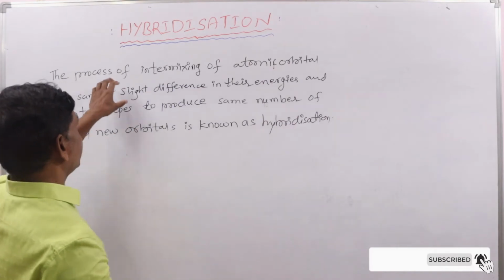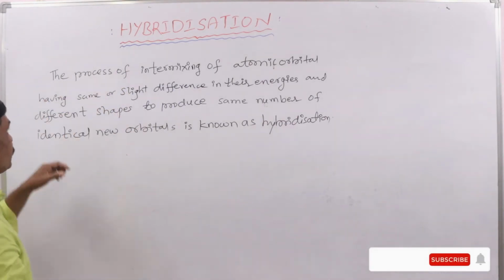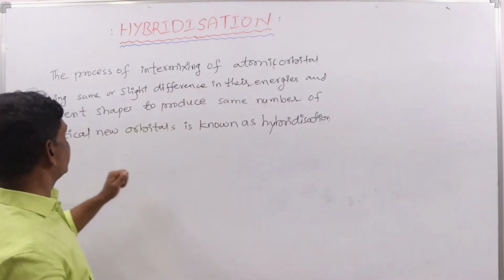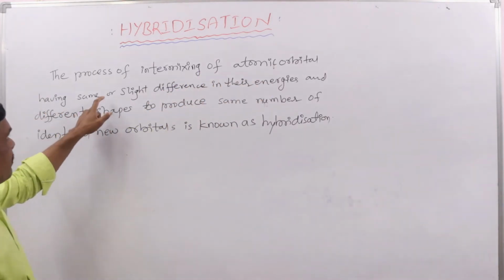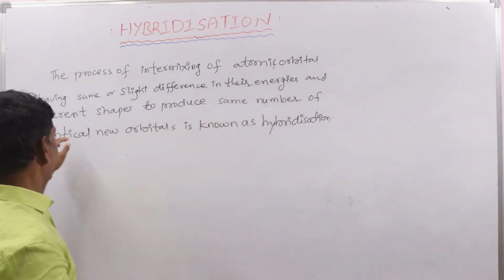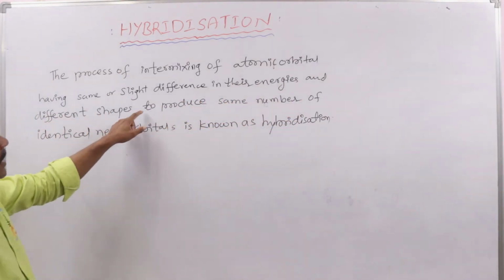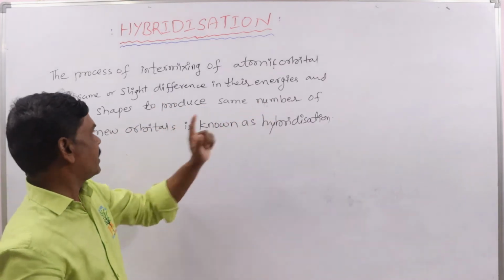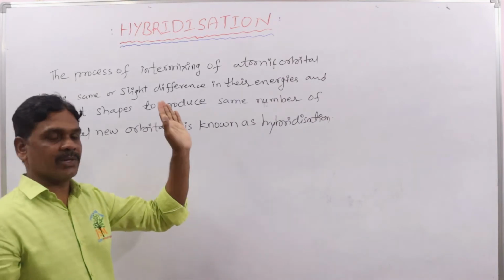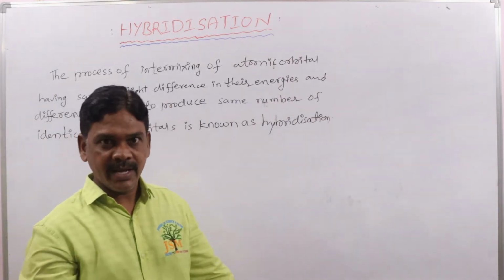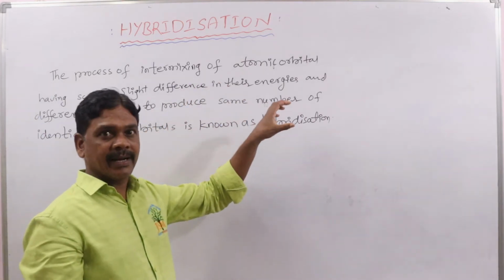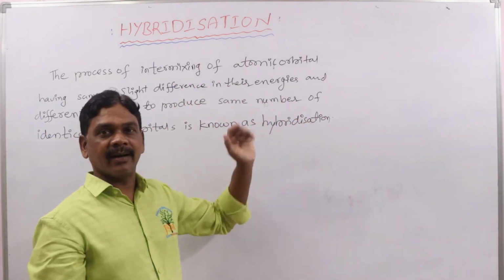Okay, so now this is the definition of hybridization. The process of intermixing of atomic orbitals having same or slight difference in their energies and different shapes to produce same number of identical new orbitals is known as hybridization. So the definition itself is giving what? Producing identical orbitals.